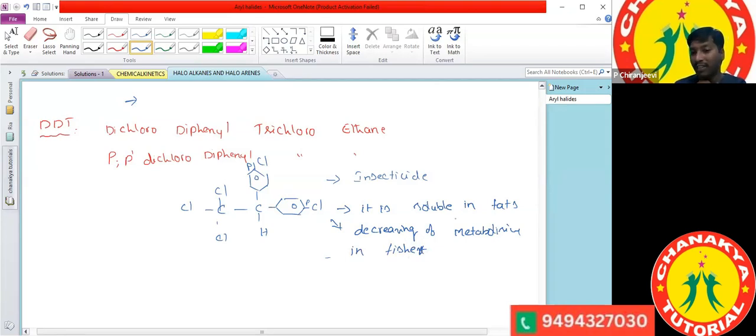On account of that, it is stored in the fats. Generally we eat fishes, so whoever eats more fishes, that DDT gets stored in our bodies also. Then it starts working on the liver and kidney. Whoever has more DDT in their bodies suffers due to failure of the liver and kidneys. Due to that reason only, it is banned throughout the world.